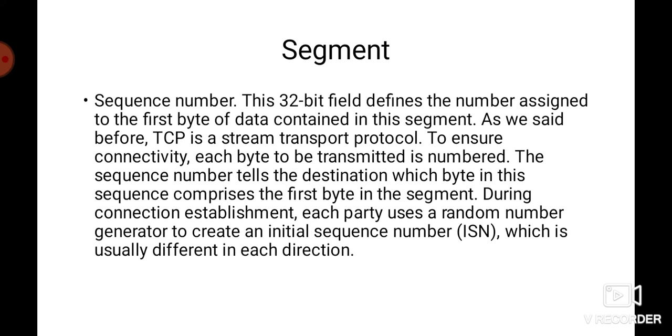TCP is a stream transport protocol. So to ensure connectivity, each byte to be transmitted is numbered. The sequence number tells the destination which byte in this sequence comprises the first byte in the segment. During connection establishment, each party uses a random number generator to create an initial sequence number. So in TCP, whenever we are transmitting data, each connection has a sequence number. We will see it later.